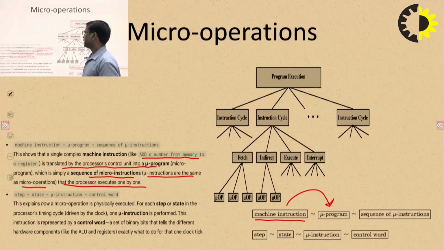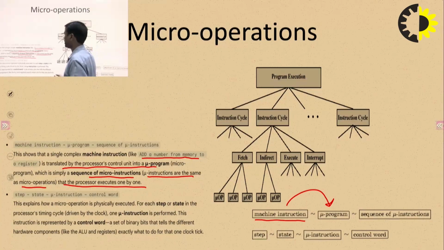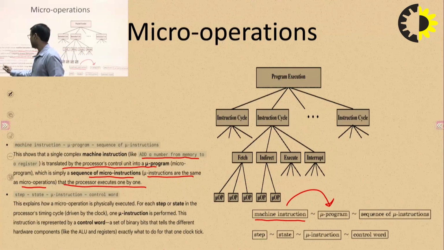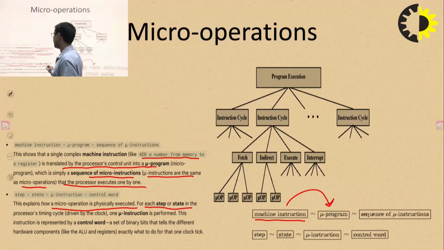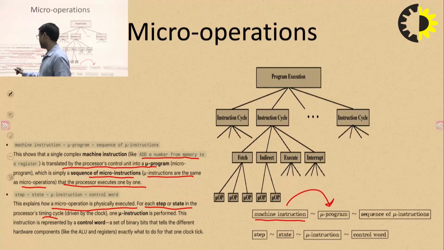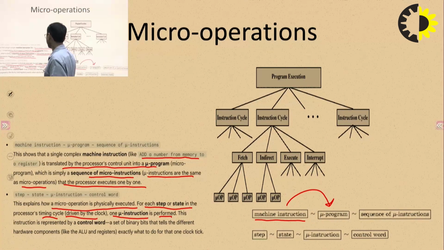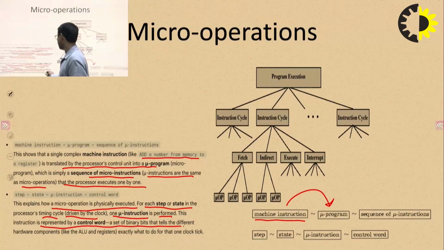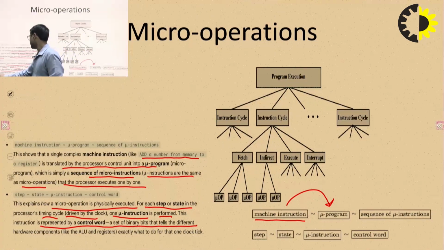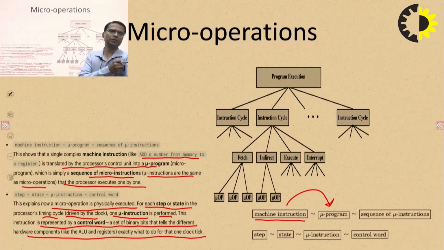Now if we see it state wise or step wise, a microoperation is physically executed for each step or state in a processor timing cycle, which we will discuss later, driven by a clock. So one microinstruction is performed at one cycle, or it is represented as a control word, a set of binary bits that tells different hardware components like ALU and registers exactly what to do at which particular clock.